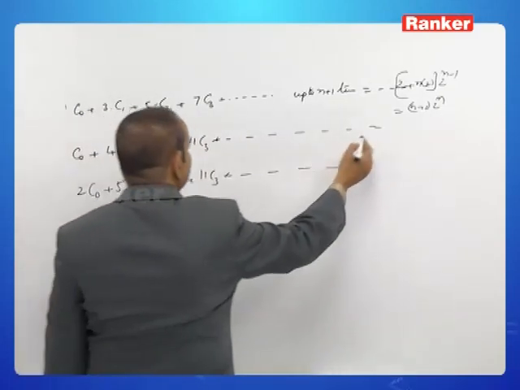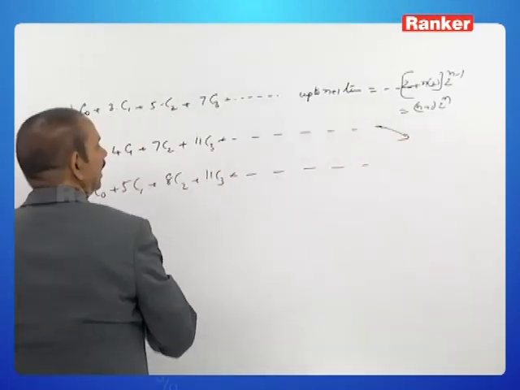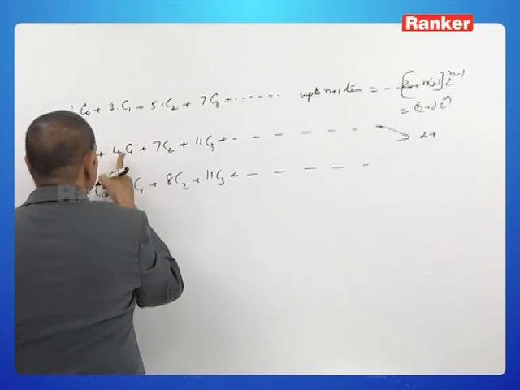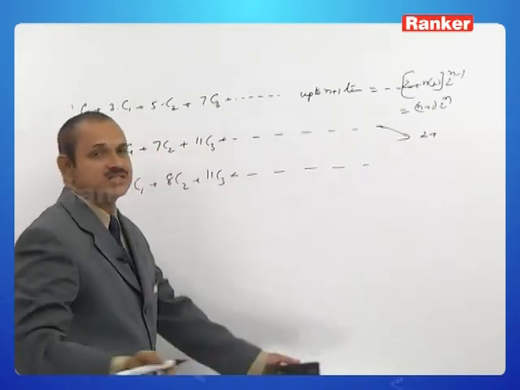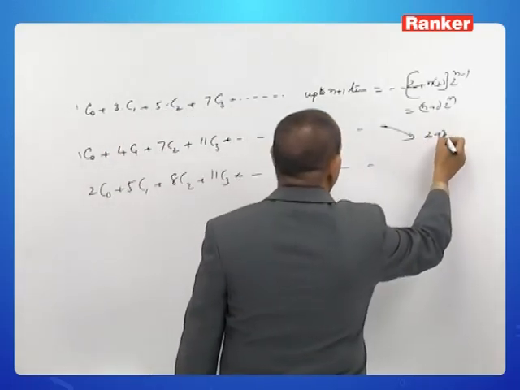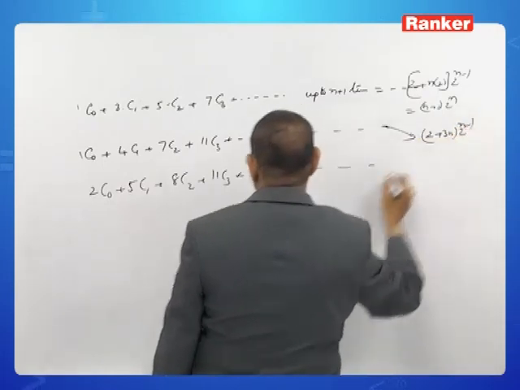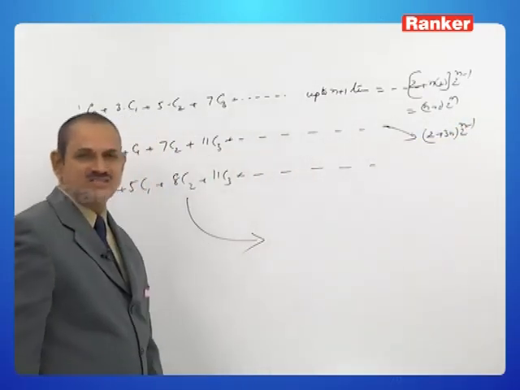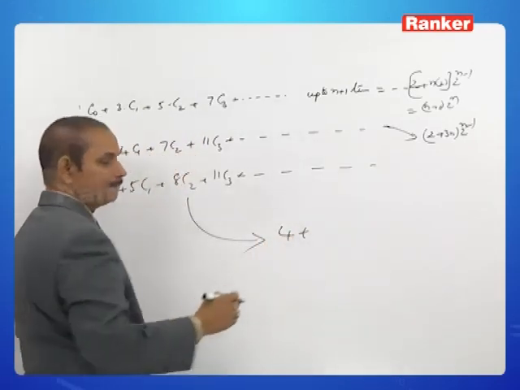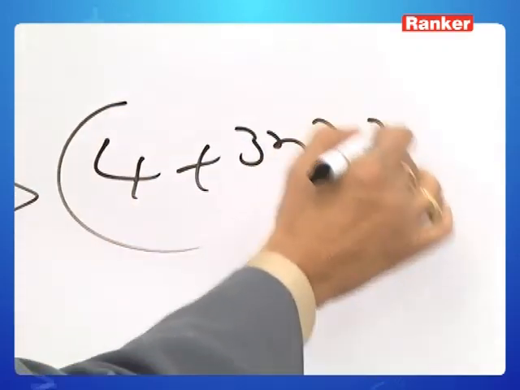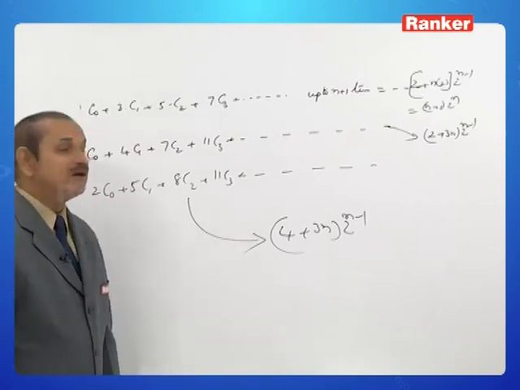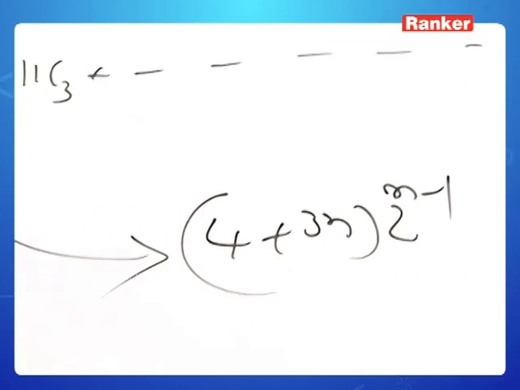Now the next one: C0 plus 4 into C1 plus 7 into C2 plus 10 into C3 plus etc., up to n plus 1 terms. What do you say about the answer for this question? A is 1, 2A means 2, plus D. What is the difference? 1, 4, 7, 10, etc. Difference is 3, but we want ND, that is 3n. 2 plus 3n into 2 power n minus 1. That's it. About the utility of this result, famous result.